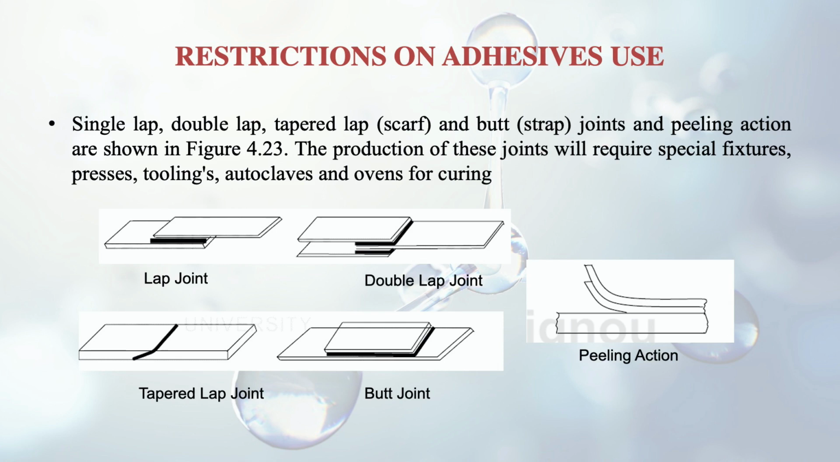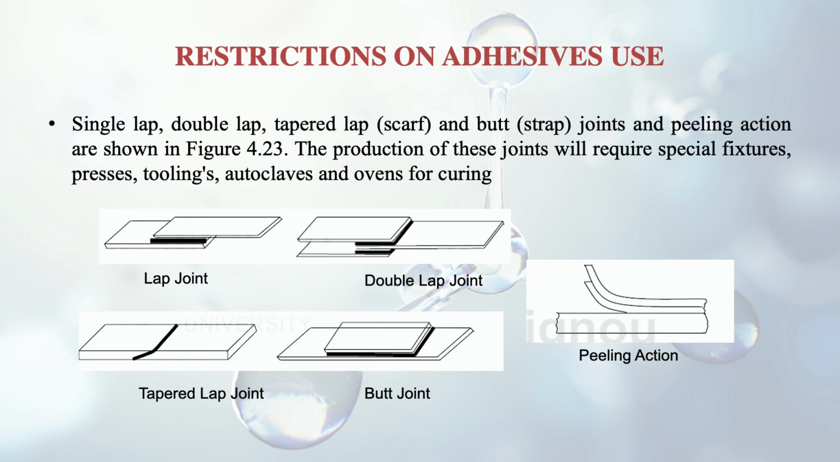Then we have the tapered lap joint, the tapered line you can see in that. Then we have the butt joint, simply one over the other. Then the peeling action, finally in the figure you can see how one layer is being removed. So this kind of force, if it is there, then it is weak. The adhesive gets weak in the peeling type of force.